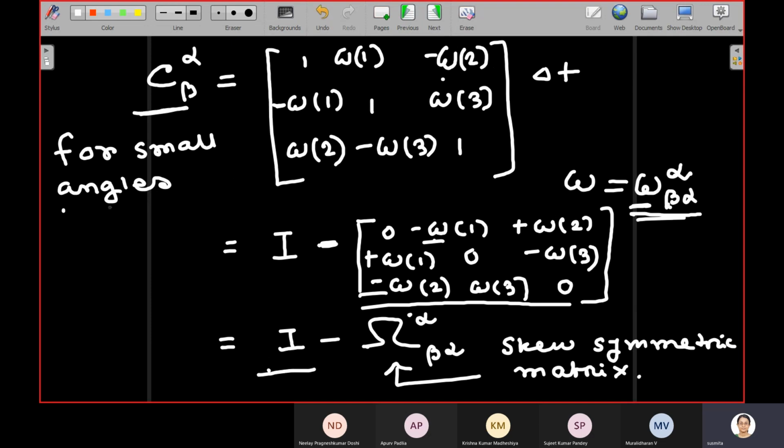We already derived an expression of the transformation matrix for small Euler angles using the angular velocity vector of the alpha frame, right? So we can use this, maybe delta t will be there. Right? So let's use this expression.